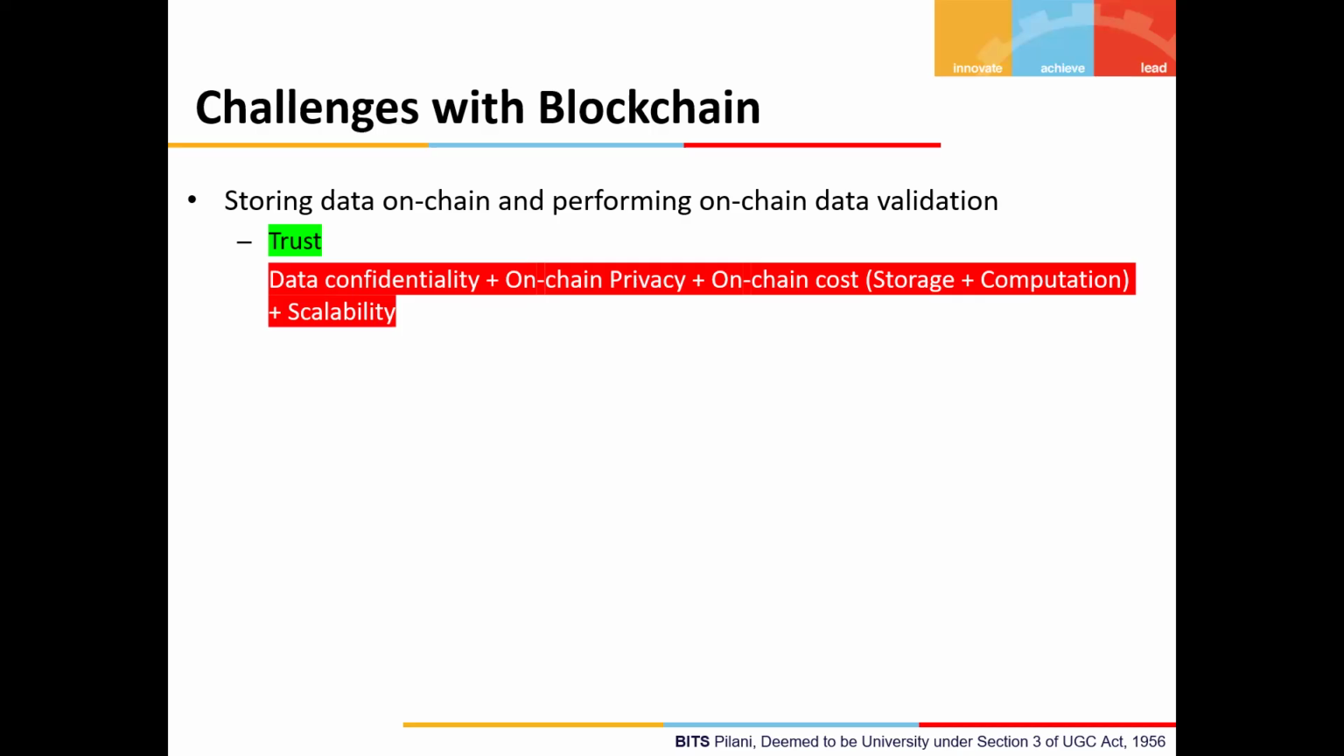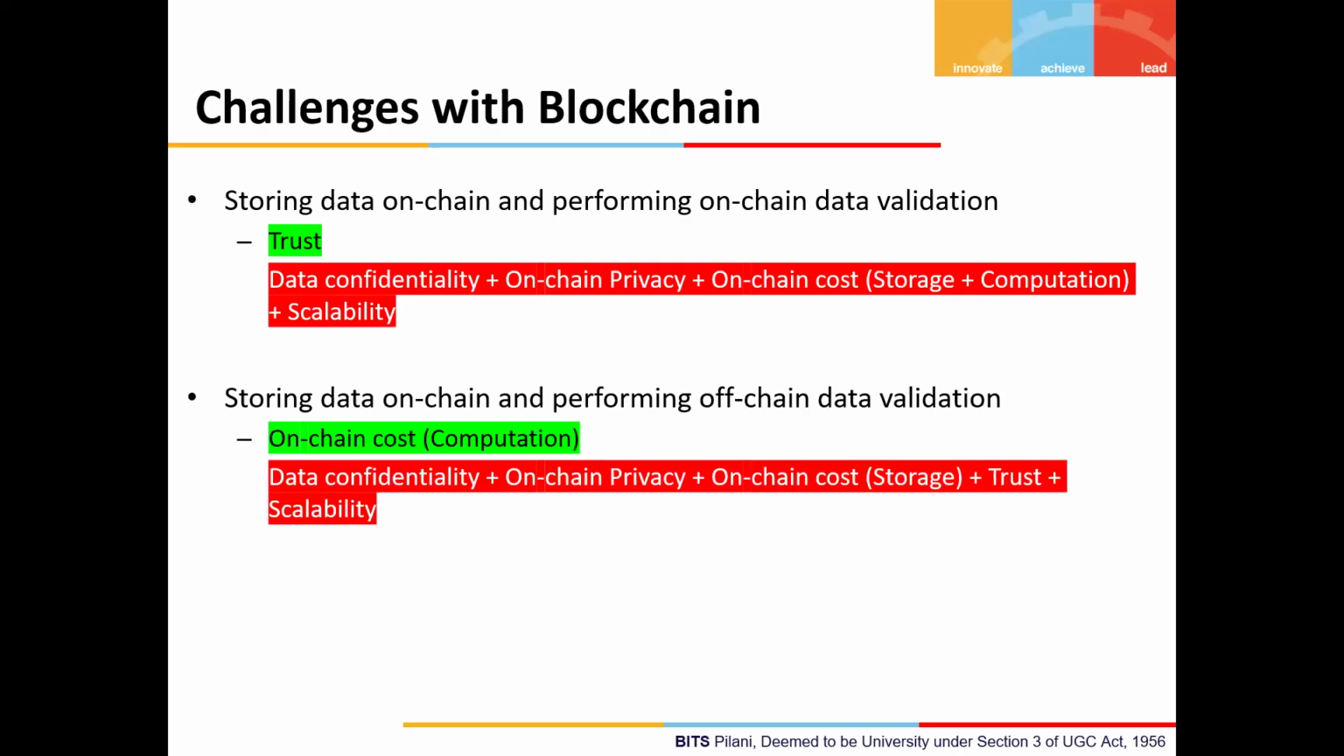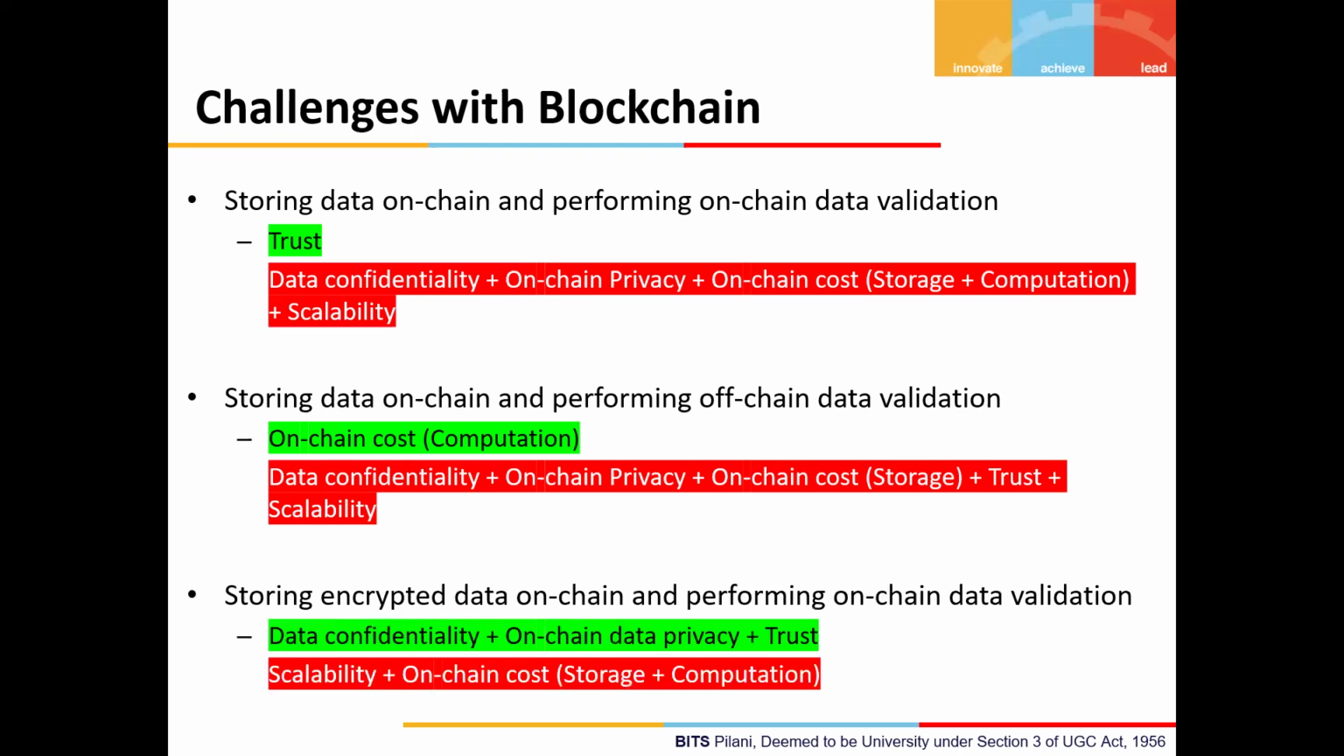Now consider another scenario. We are storing data on-chain, but performing off-chain data validation. So it may help to reduce the on-chain cost because we are performing data validation outside the blockchain. But it will create trust issues, right? It will create trust issues.